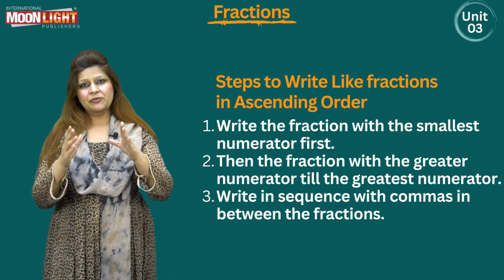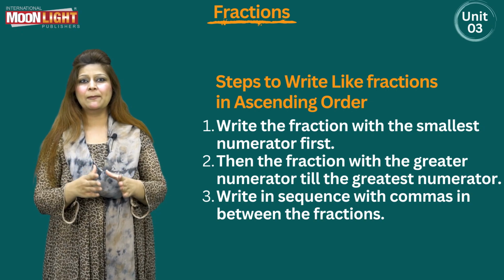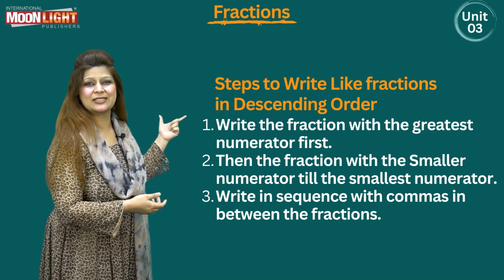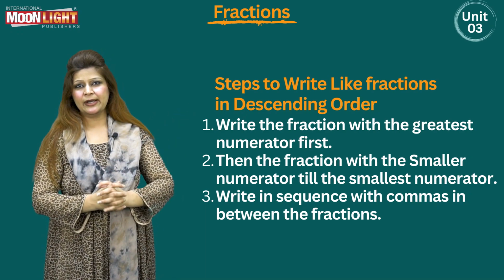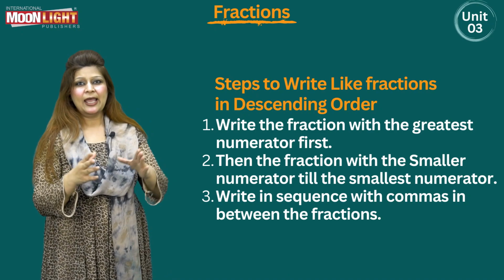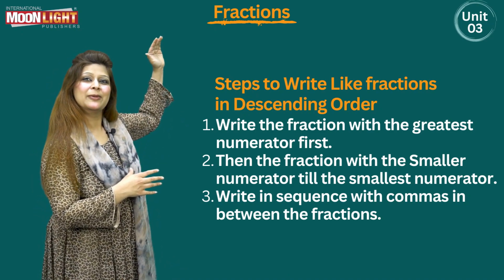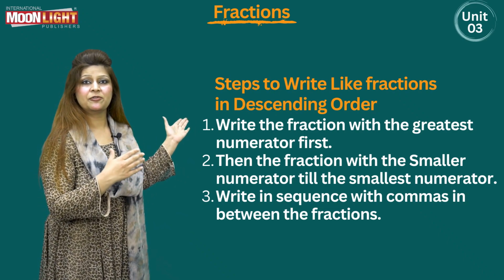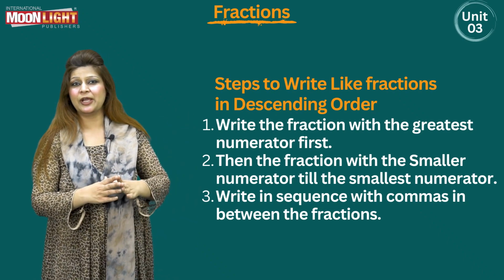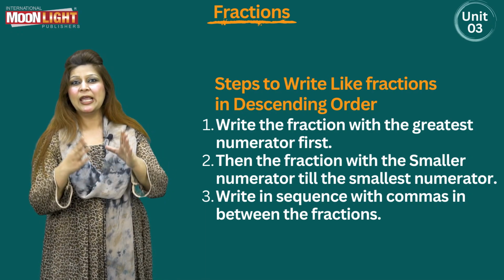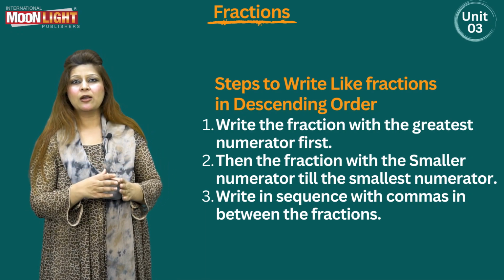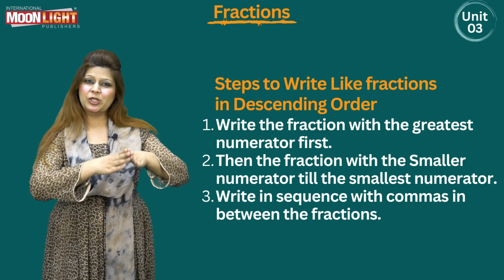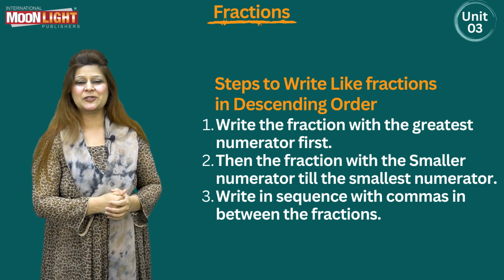But before starting the example, I'm going to tell you the steps to write like fractions in descending order. So what is descending order? Descending order is that we move from upside down. Here we are going to write down the greatest fraction first and the smallest fraction at the last. We are talking about like fractions, so we concentrate on numerators only because denominators will be the same.